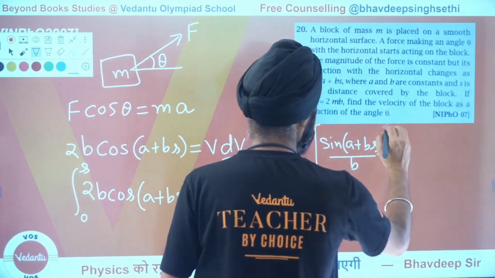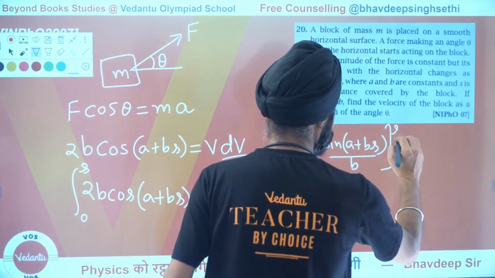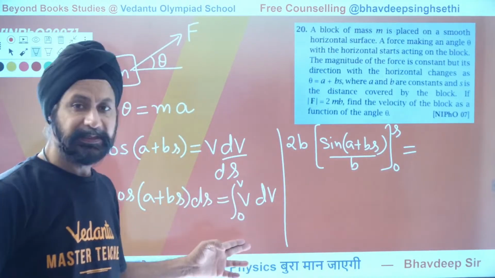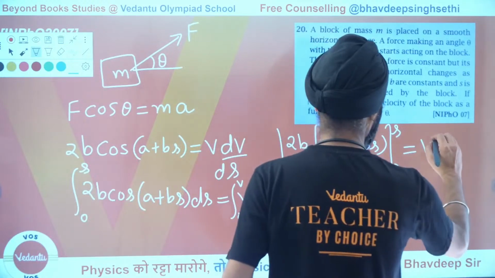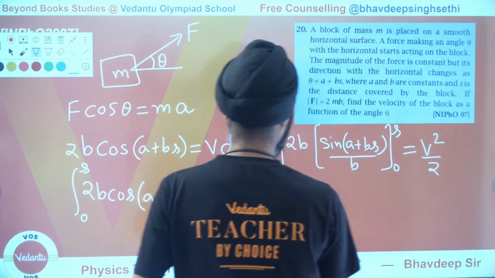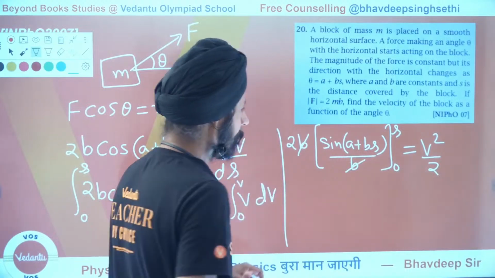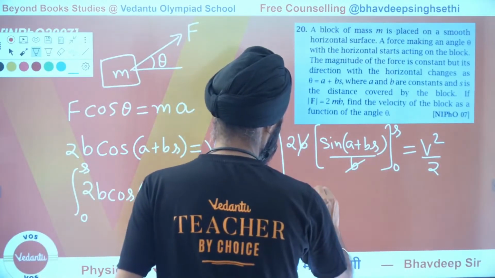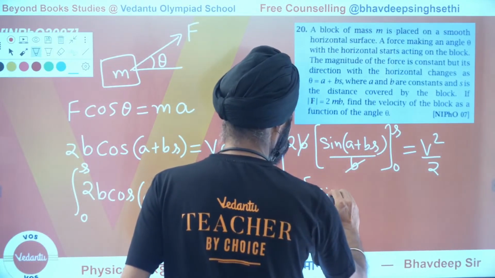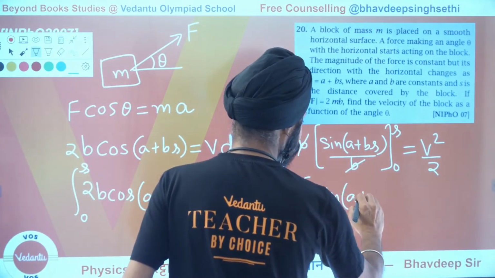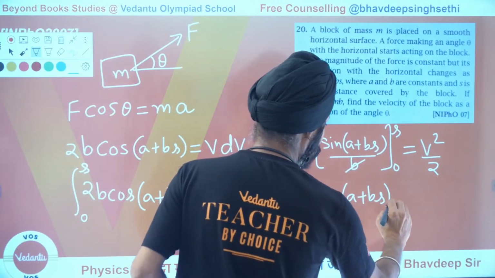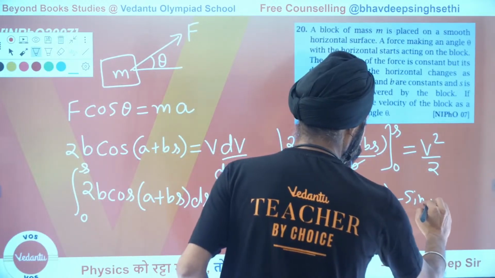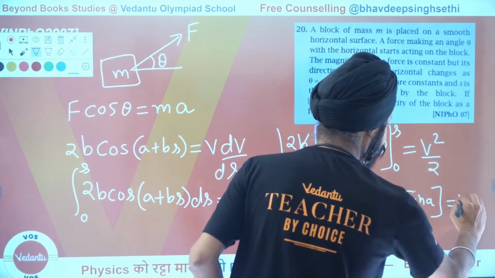But now hold on. I have to put in the limits. I'll put the limits of 0 to s on the left, and on the right hand side, you get v square by 2. You plug in v and then 0, you get v square by 2. So let it be v square by 2. Now this b and this b would cross out. You plug in s here, then you plug in 0. So what you get is 2 times sine of a plus bs minus, you plug in 0, sine a, is equal to v square by 2.